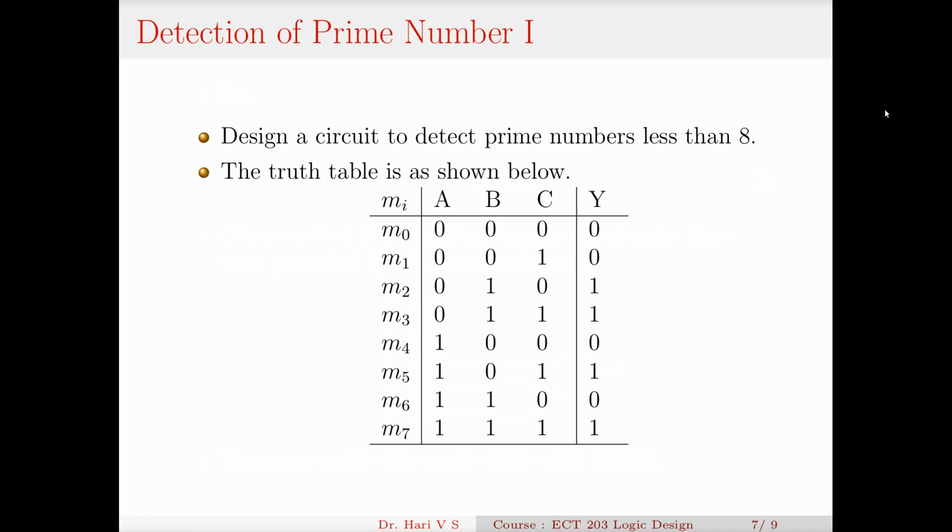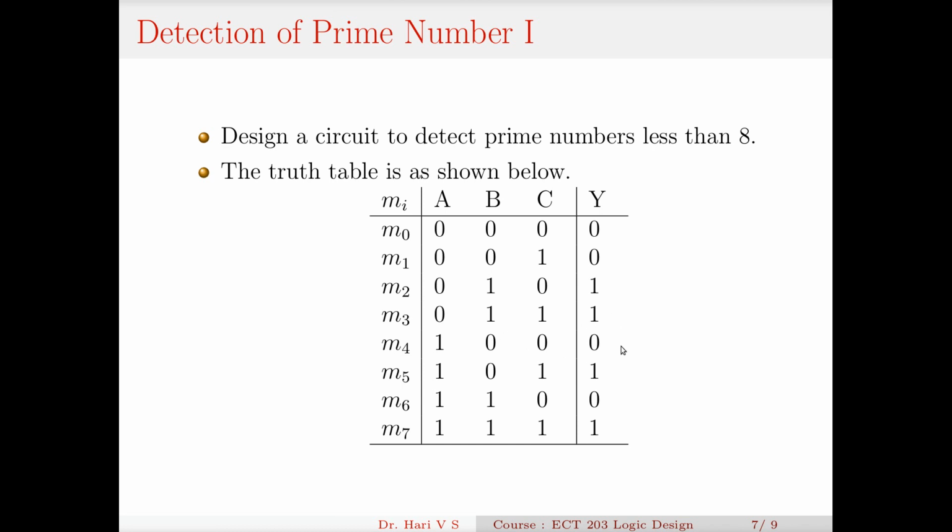Now let us have another simple circuit. I need to detect a 3-bit prime number, a prime number between 0 and 7. Whenever the input is a pattern corresponding to a prime number, the output should be high. So the truth table will be: 0 and 1 are not primes. So 0, 0, 0 is a 0, 0, 0, 1 output should be a 1. 0, 1, 0, 2 is a prime, so this is a 1. Then 0, 1, 1, it's a 1.